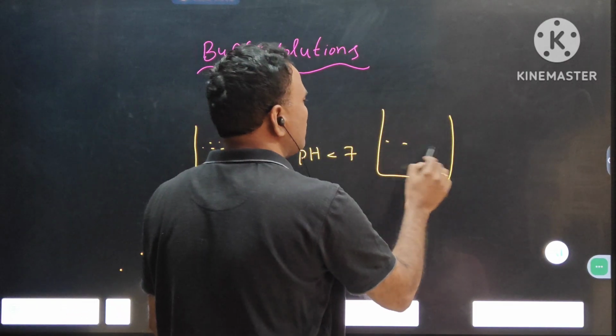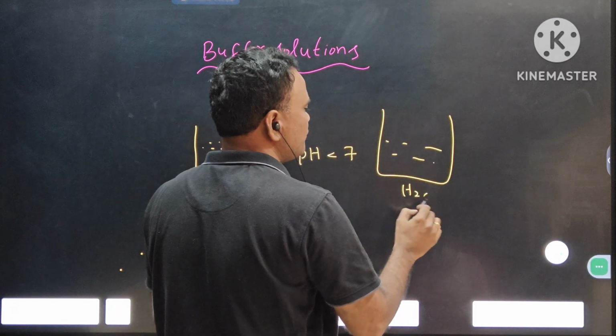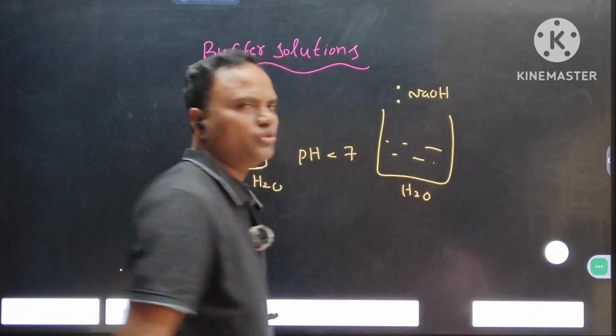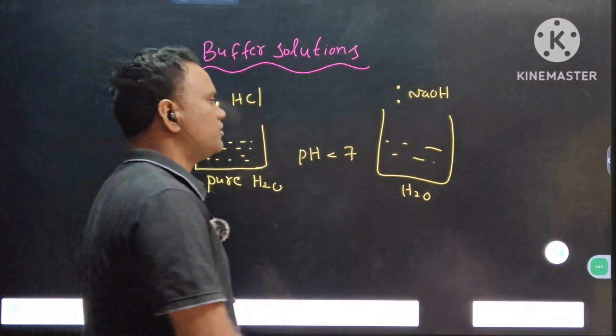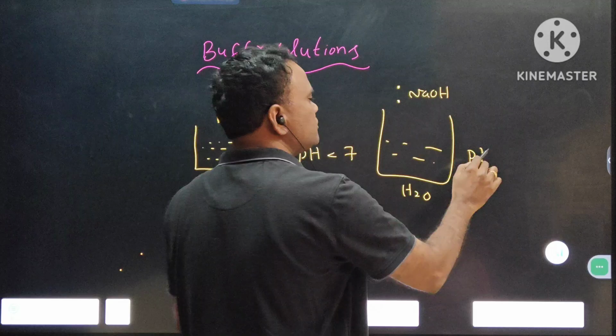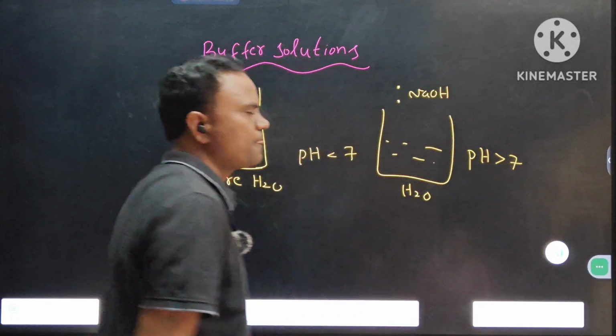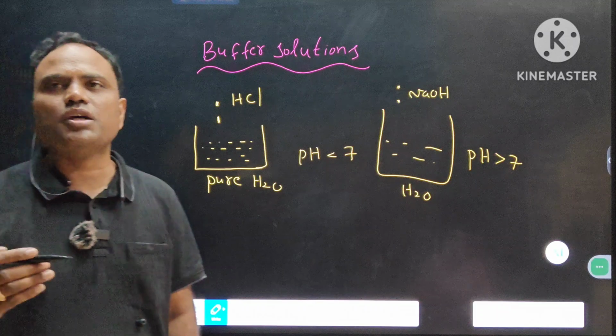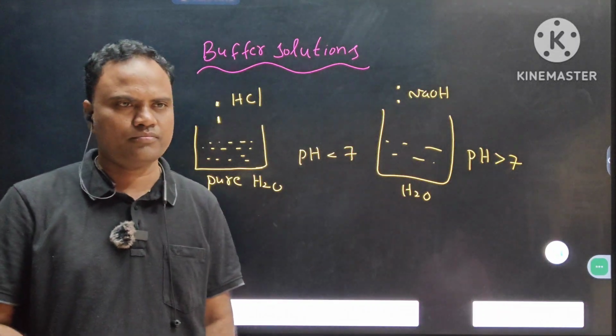Similarly, for water, if you add a few drops of base, a few drops of NaOH, it will become basic. So the pH is greater than 7. Clear? Right. But some types of solutions are there.